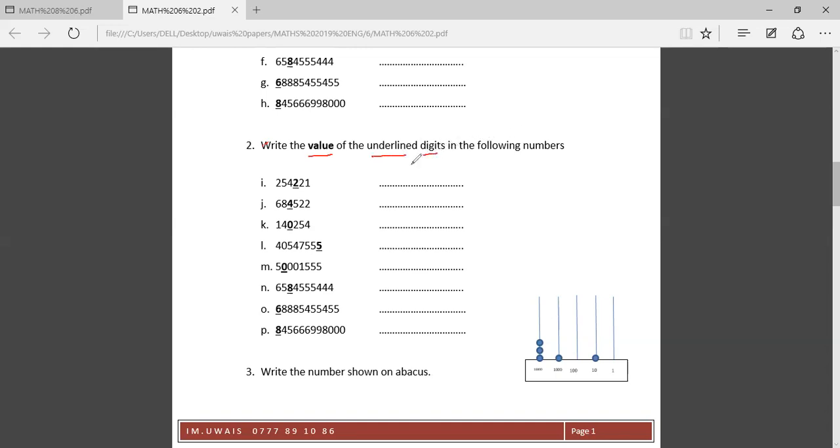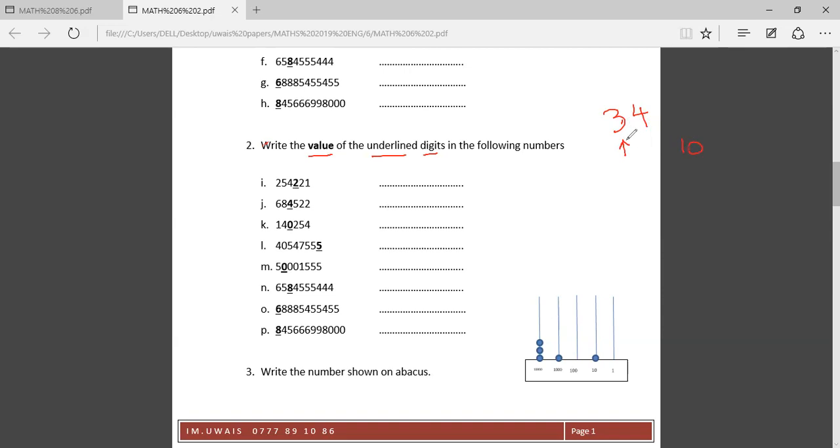Okay, digits in grade. Look at the underlined digit. What is the place value of this three? Not 30, place value. Is it ones, tens, hundreds? Tens. So the place value of this three is tens.